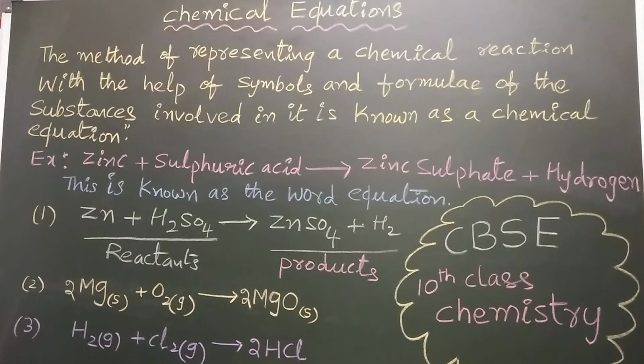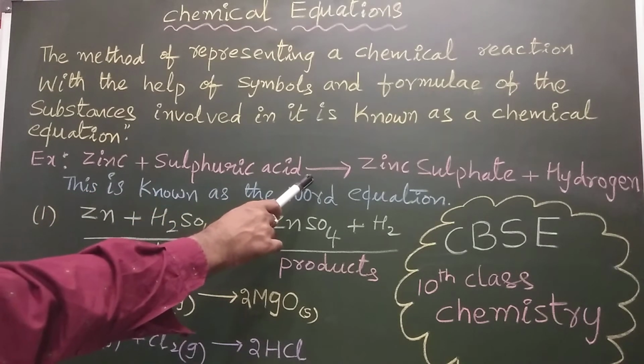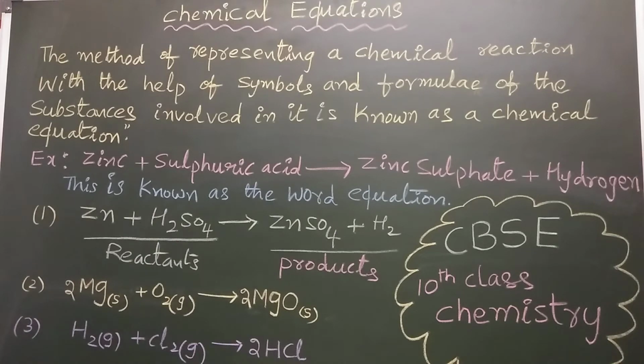What is meant by a chemical equation? The method of representing a chemical reaction with the help of symbols and formulae of the substances involved in it is known as a chemical equation. First of all, to write the chemical equation, you prepare the word equation of the given substances. For example, zinc reacts with sulfuric acid giving rise to zinc sulfate and hydrogen. Now this is the word equation.